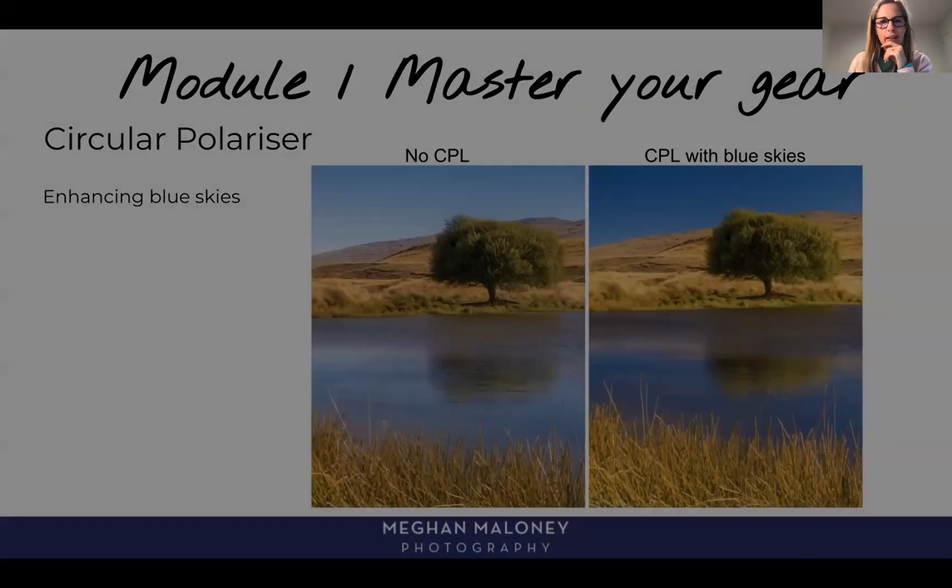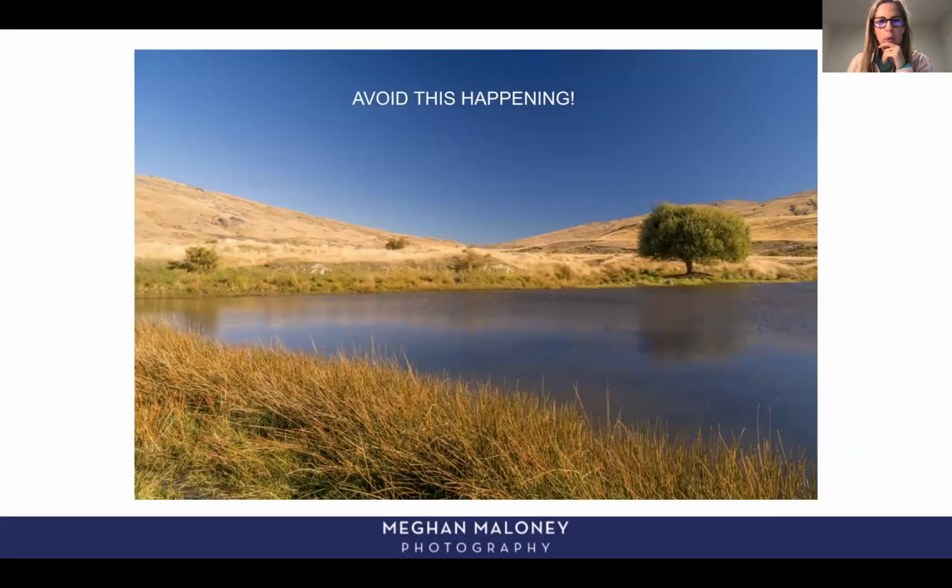My one warning that comes with using a CPL is you want to avoid this happening. Depending on where you are standing in relation to the sun, you can sometimes get this awful banding if you're shooting with a very blue sky. So you just have to rotate the polarizer a little bit to avoid that happening. It's a bit of a trick for young players, and it's not something you can easily fix in post-processing when you've got very different shades of blue going on in your sky.